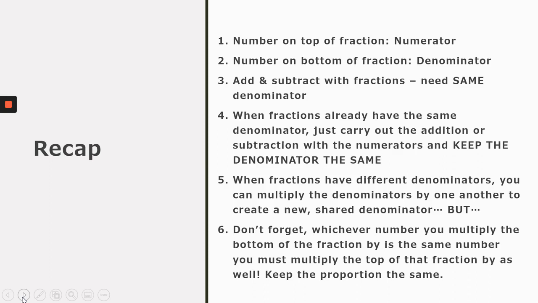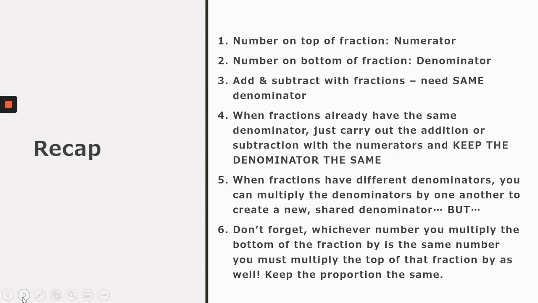When fractions have different denominators, you can multiply the denominators by one another to create a new shared denominator, and that's what the part 1 video was about. But don't forget that if you do that, whichever number you multiply the bottom of the fraction by is the same number you must multiply the top of that fraction by as well. In other words, if I multiply the denominator by something, I have to multiply the numerator by the same number as well. Keep the proportion of the fraction the same.